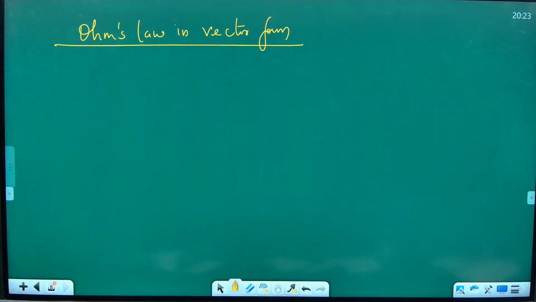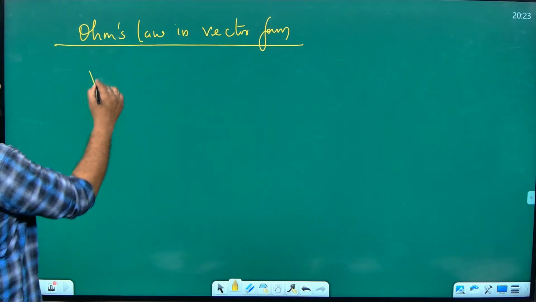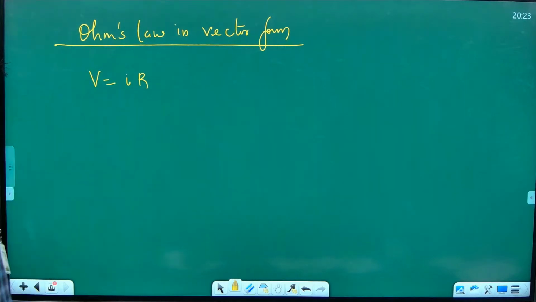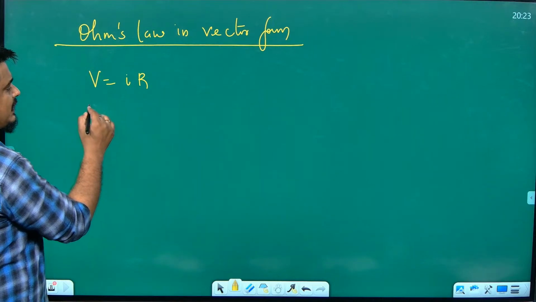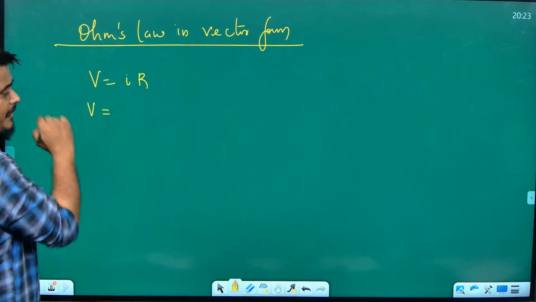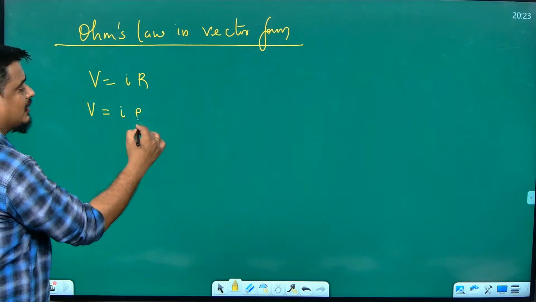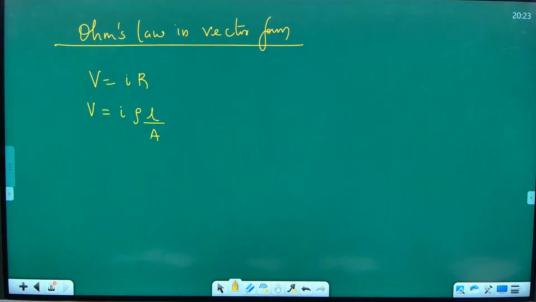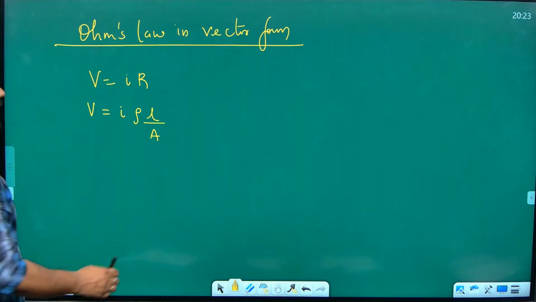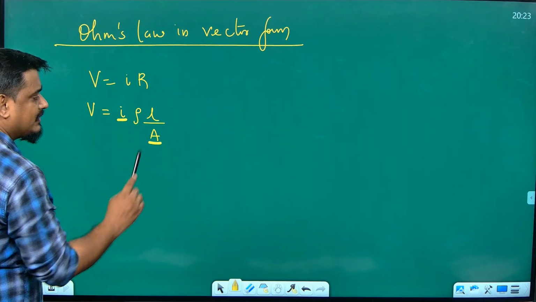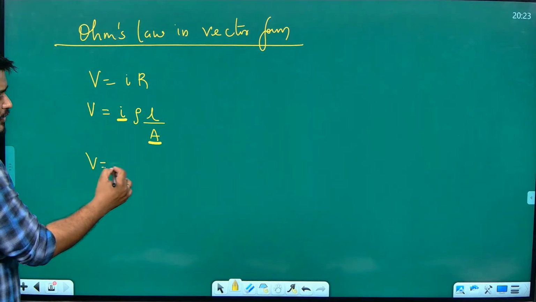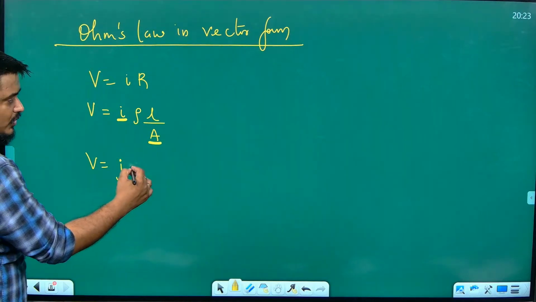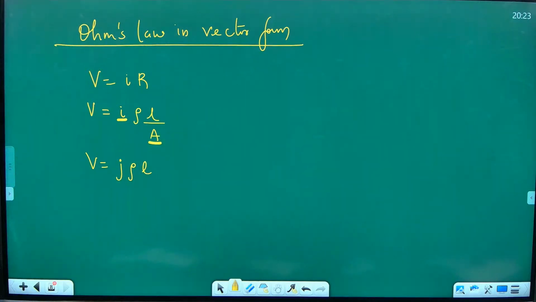I'll give time for writing. Please pay attention. Ohm's law, what is that? V is equal to IR. We know that V will become equal to I into R. What is R? Rho into L by A. Do you agree with me? Just now you know R is equal to rho L by A. And what is this I by A? J. So I can write V is equal to J into rho into L. Do you agree?